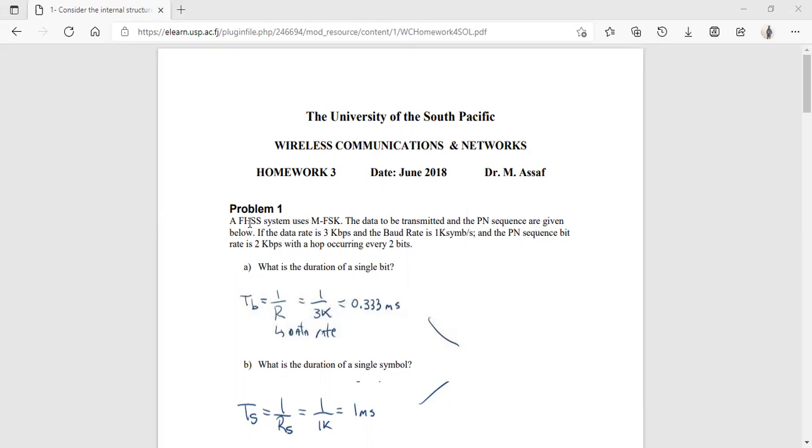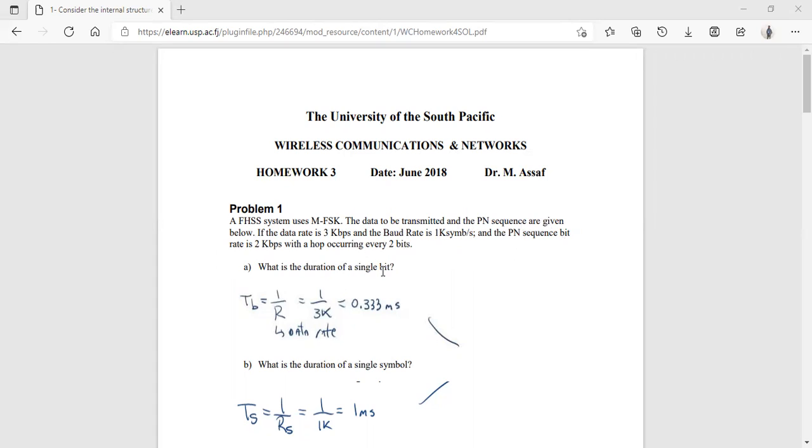Problem number 1, a frequency hop spread spectrum. FHSS is a frequency hop spread spectrum system that uses MFSK, multi-frequency shift keying. The data to be transmitted and PN sequence are given below. If the data rate is 3 kilobits per second and the baud rate is 1 kilosymbol per second, and the PN sequence bit rate is 2 kilobits per second with a hop occurring every 2 bits, what is the duration of a single bit?